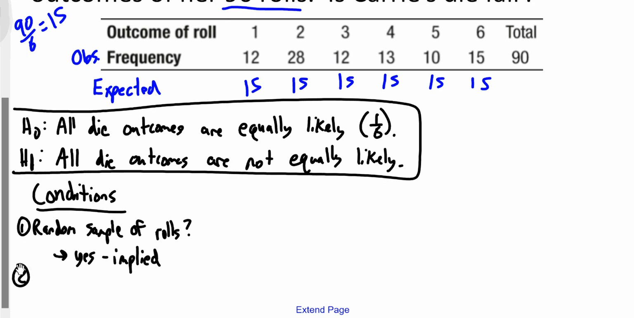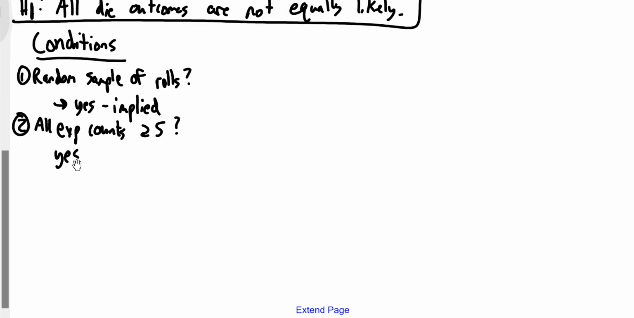We need to check if all the expected counts are greater than or equal to 5. Yes, and you should check that. You should note at least the lowest. So it's important to note the lowest. The lowest is 90 times 1/6, which equals 15. That's the lowest, which is greater than or equal to 5.